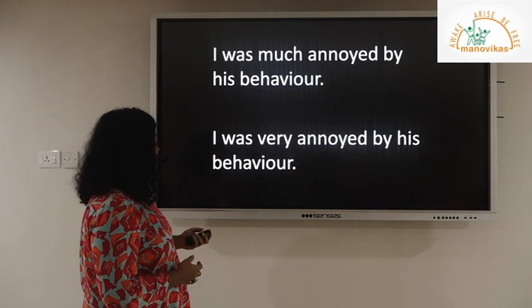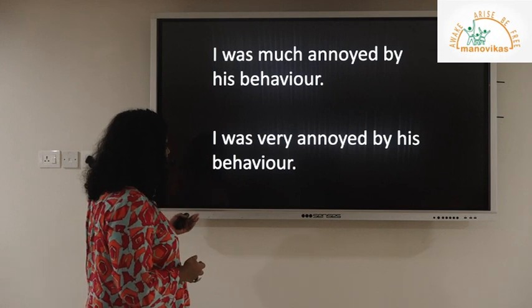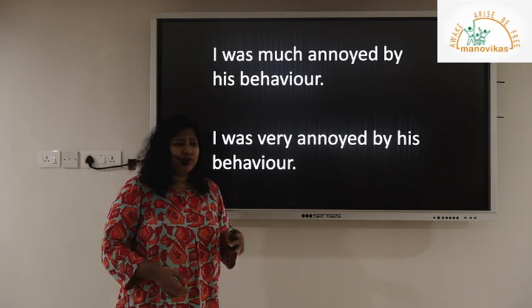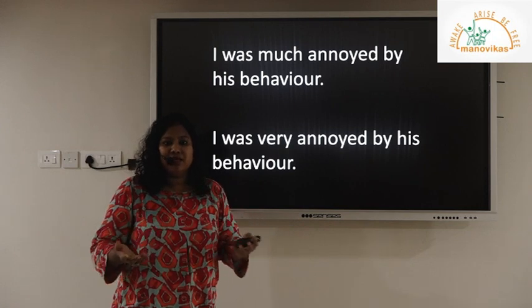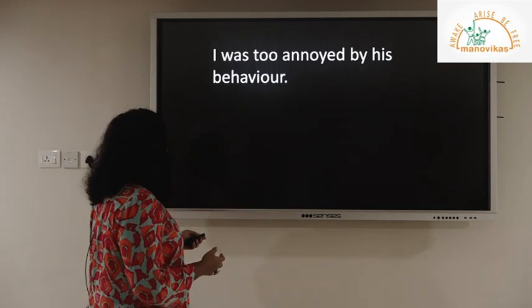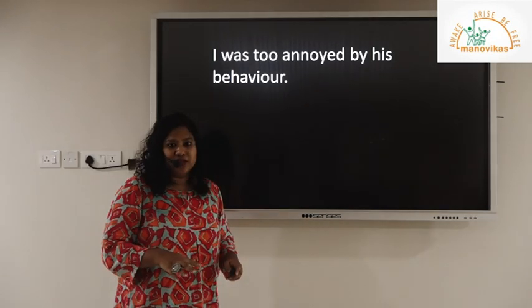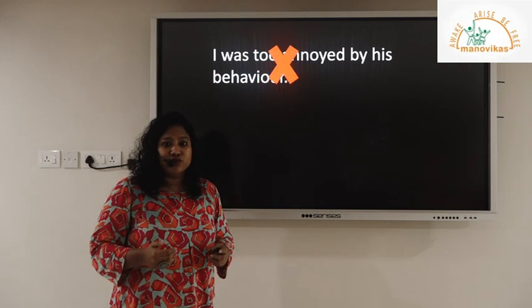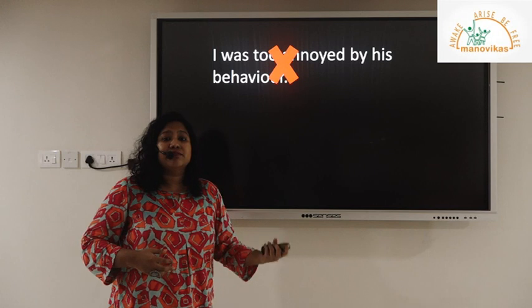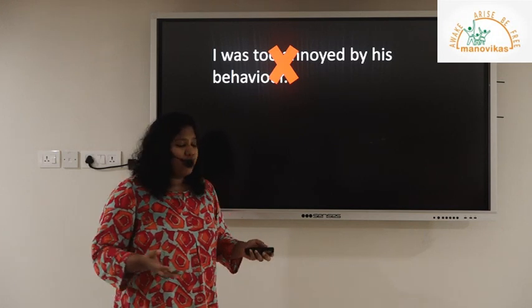So have a look at these 2 sentences. I was much annoyed by his behavior. I was very annoyed by his behavior. Much and very can be used interchangeably. They mean the same thing. However, look at this sentence. I was too annoyed by his behavior, which is actually incorrect. We cannot use the word to replace much and very. They don't mean the same thing.